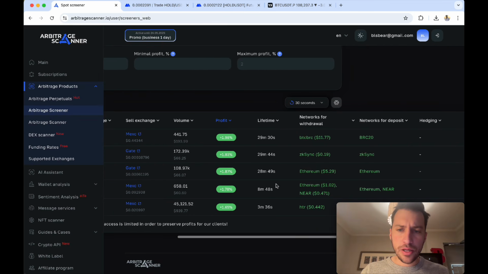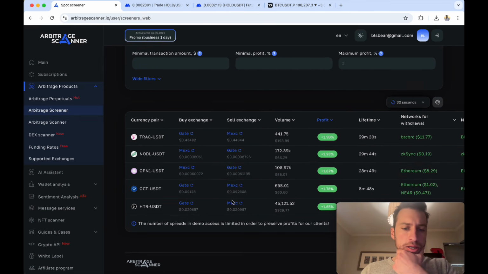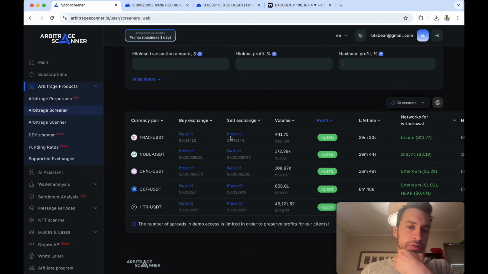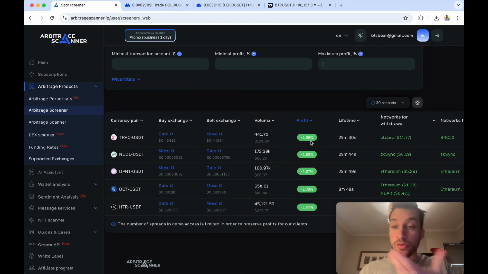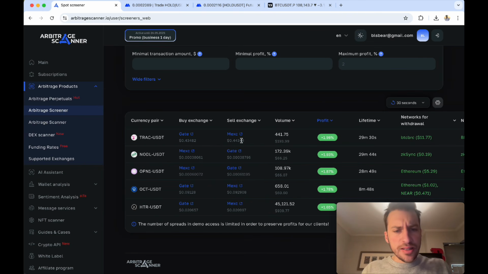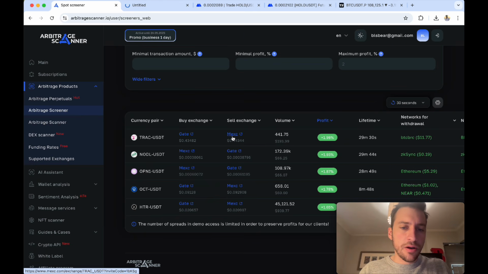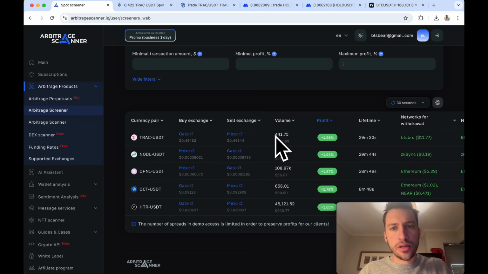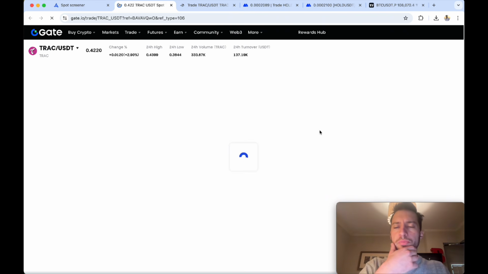Yeah, let me go look at if there's anything else too. Yeah, so it says the number of spreads in demo is limited, but luckily for me, I use a lot of these exchanges, so that's always good. But yeah, you can earn 2% right now. Let's actually double check that number. Let's go see if we bought on Gate and we sold on Mexi. So we're going to want to buy the offer on Gate and sell the bid on Mexi. What would the profit be?